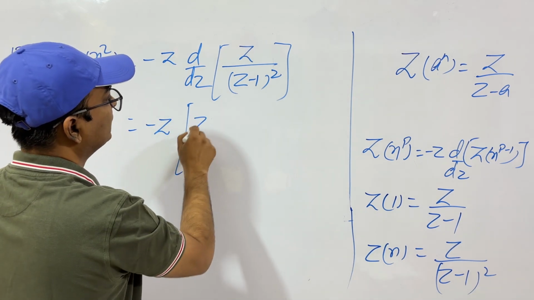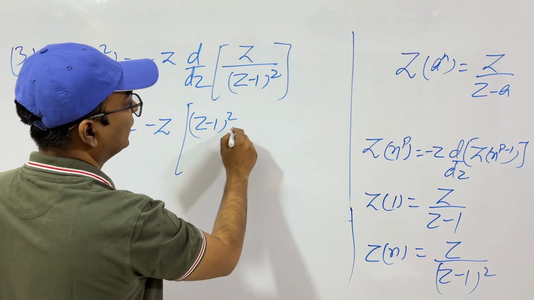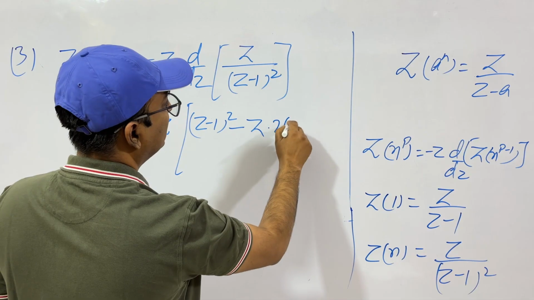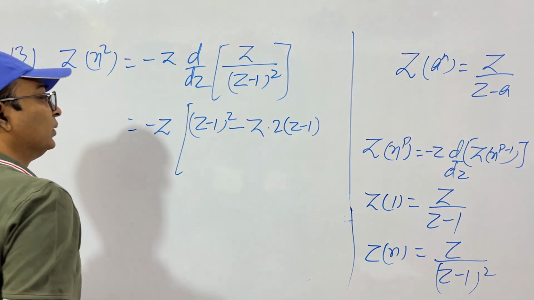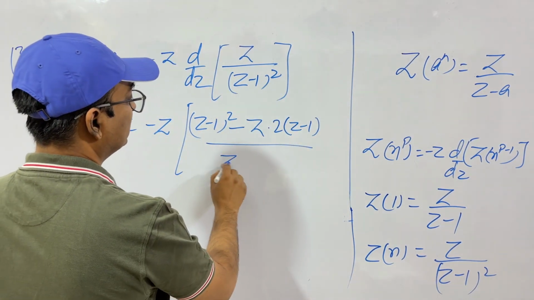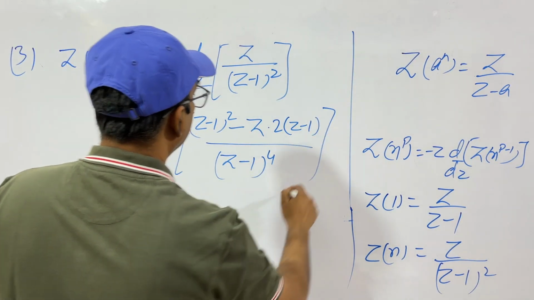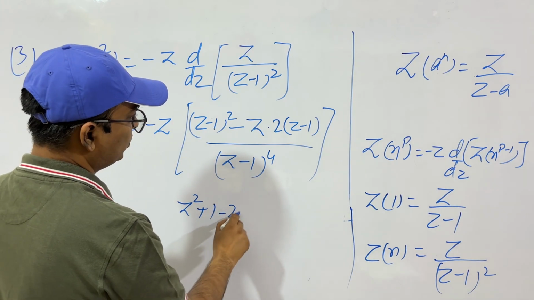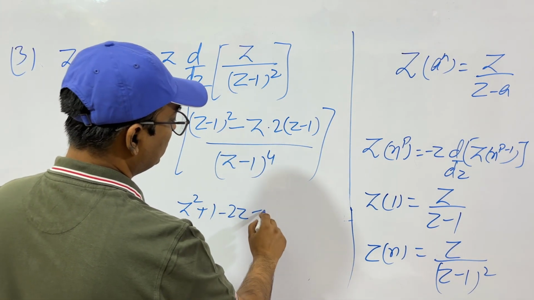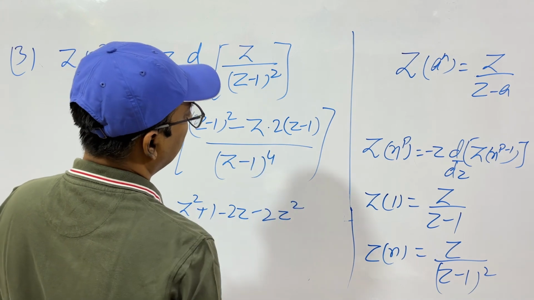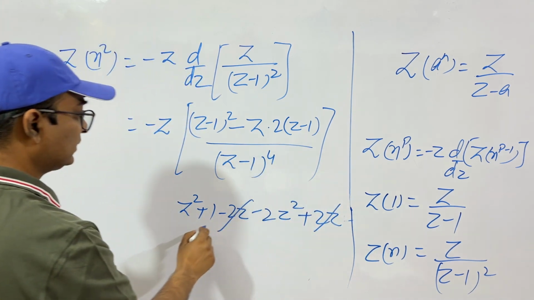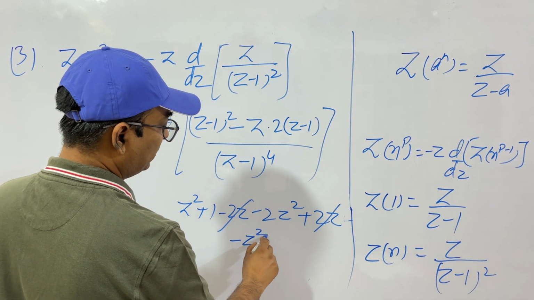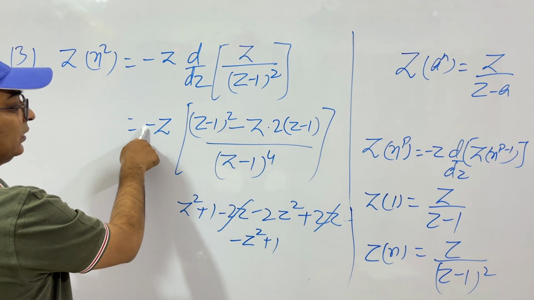This will be (z minus 1) squared times 1, then minus z times, first of all, twice (z minus 1), and then that will be 1 only, all over the square of this, so this is (z minus 1) to the power 4. Now what do you get here? You get z squared plus 1 minus 2z, and here you get minus 2z squared plus 2z. So 2z cancels, and what you get is minus z squared plus 1.